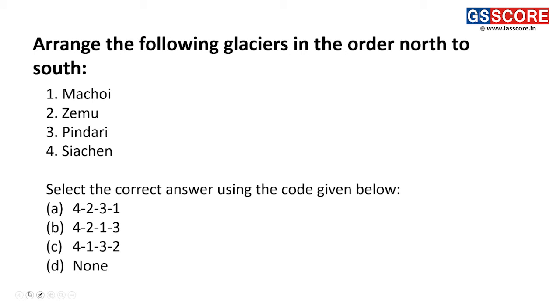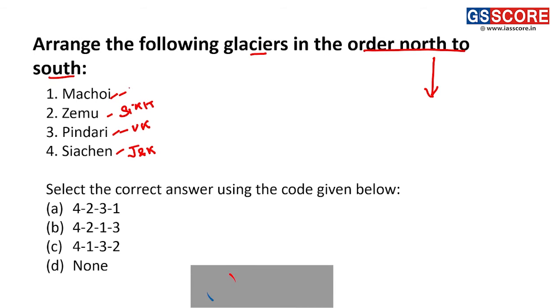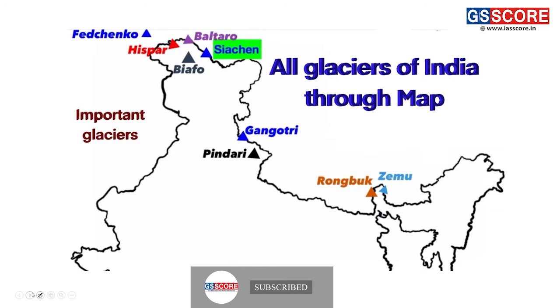Moving forward, the first question for today is: arrange the following glaciers in order from north to south. So we will be seeing this order here. Option 1 is Machoi, option 2 Zemu, option 3 Pindari, and option 4 Siachen. Siachen is present in the Jammu and Kashmir region, Pindari in Uttarakhand, Zemu in Sikkim, and Machoi also in Jammu and Kashmir. So let's see their location and how they are arranged.